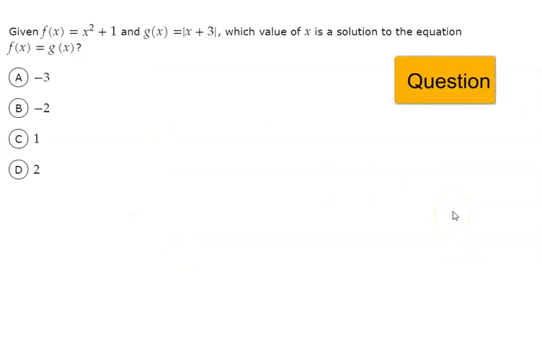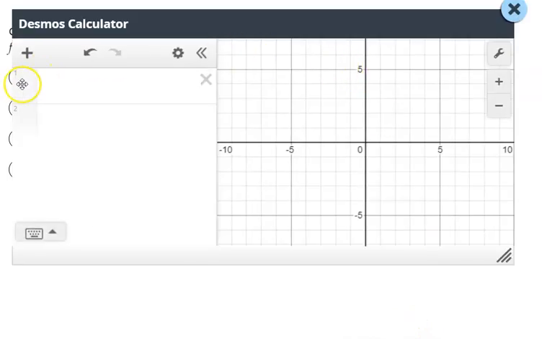Given f of x equals x squared plus 1 and g of x equals the absolute value of x plus 3, which value of x is a solution to the equation f of x equals g of x? You could plug in your answer choices and see which one makes these two values the same, but before you choose an answer, you always want to check it with your Desmos calculator.